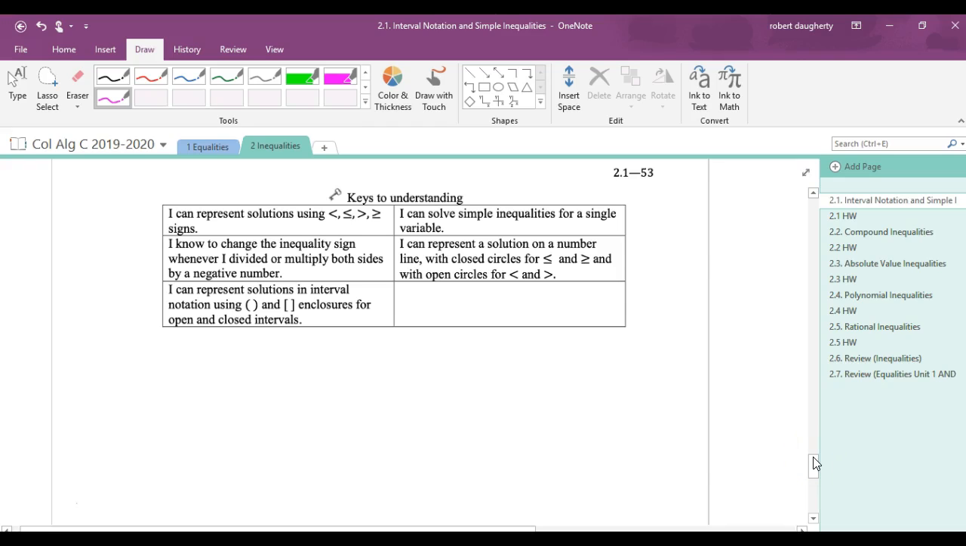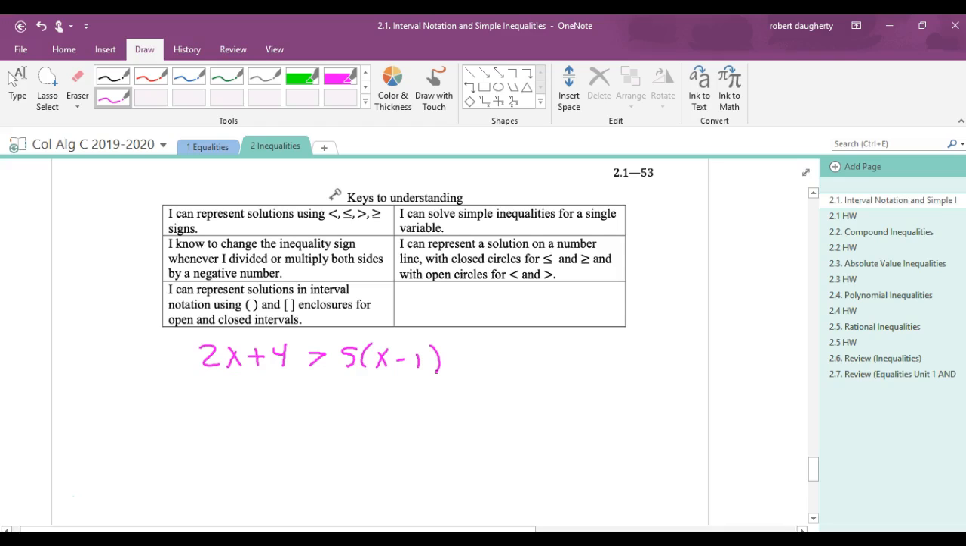At the end of this lesson, here's what we did today. You're familiar with less than, equal to, greater than or equal to. What we have solved are simple inequalities. By simple, the problem has one inequality. So something like that's a simple inequality because there's only one inequality.